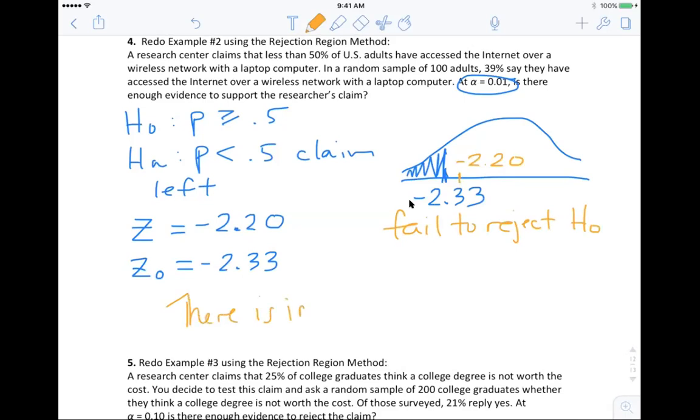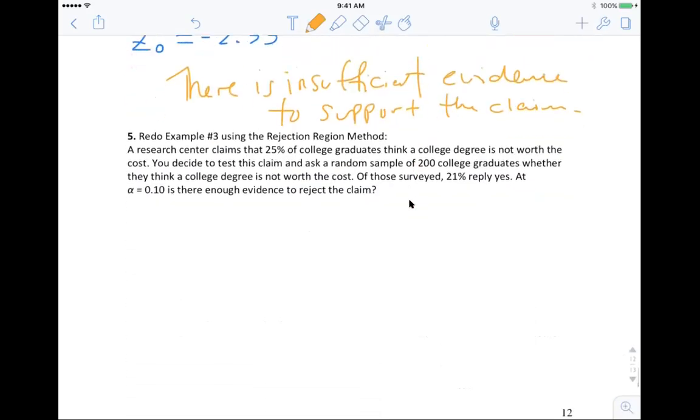Okay. So what's different about this one? Finding critical values instead of p-values. Sorry, there's insufficient evidence to support the claim. I think I said reject. You're probably like, whoa. Yeah, insufficient to support. Okay, we got one more.